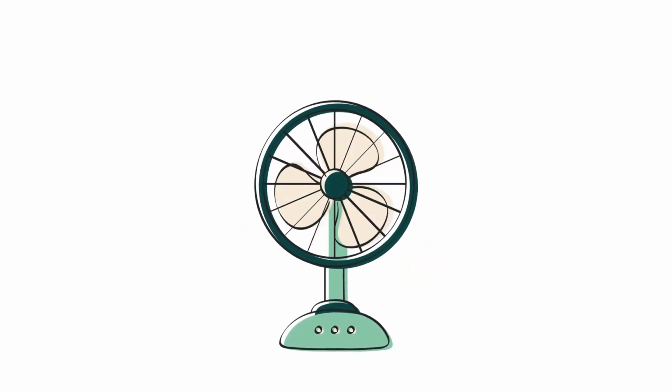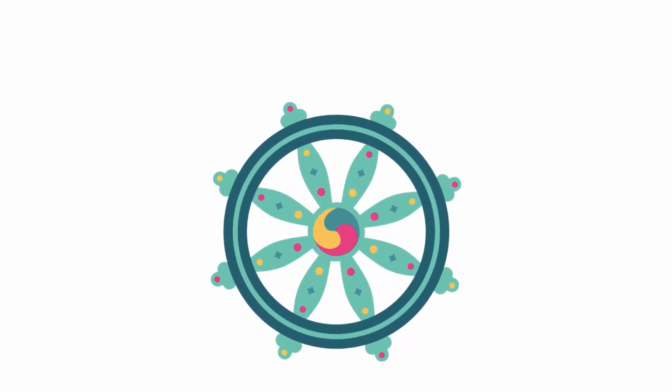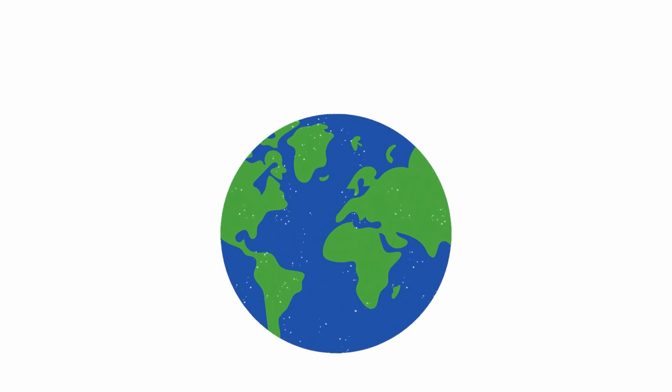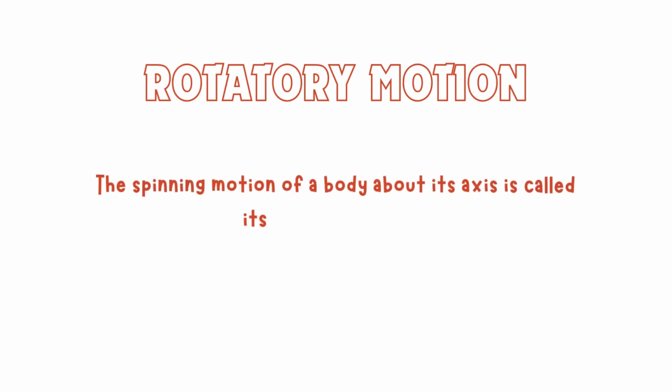Study the motion of a fan. Have you ever wondered what makes it spin? The motion of a wheel about its axis, and similarly the motion of the Earth about its geographic axis that causes day and night, are all examples of rotatory motion because they are moving in a circular path about a fixed axis. So the spinning motion of a body about its axis is called its rotatory motion.